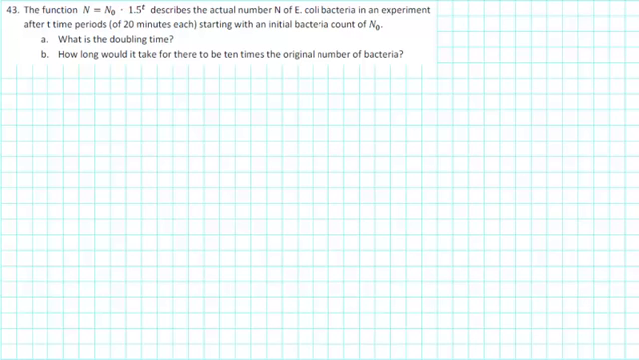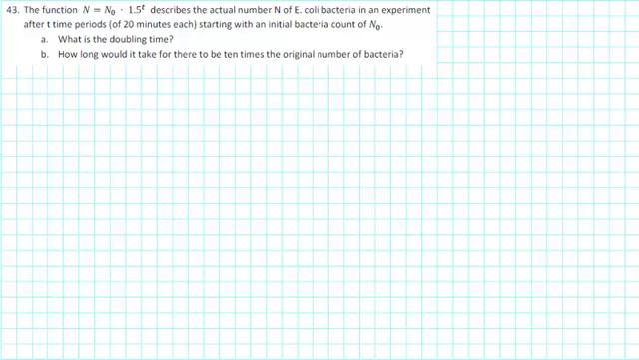The function n = n₀ × 1.5^t describes the actual number n of E. coli bacteria in an experiment after t time periods of 20 minutes each, starting with an initial bacteria count of n₀. A. What is the doubling time?